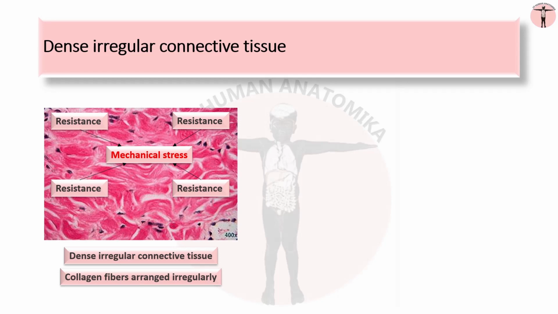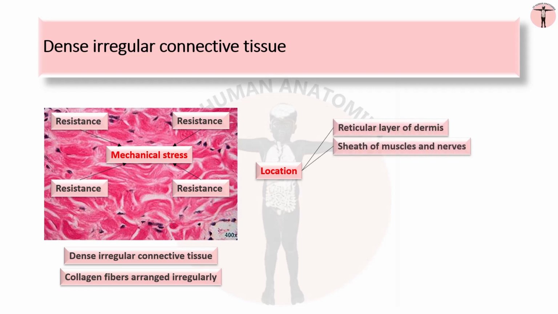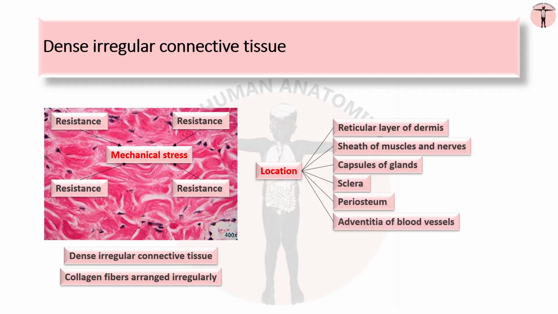Dense irregular connective tissue is present in a reticular layer of dermis, connective tissue sheath of muscles and nerves, capsules of glands, sclera, periosteum, adventitia of blood vessels, and submucosa of gastrointestinal tract.